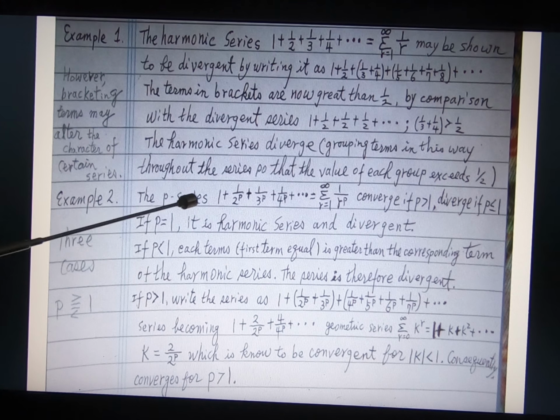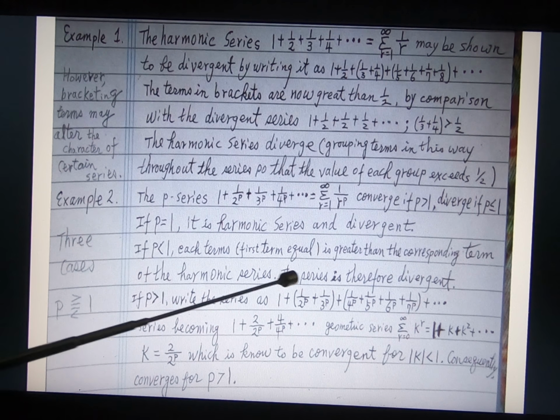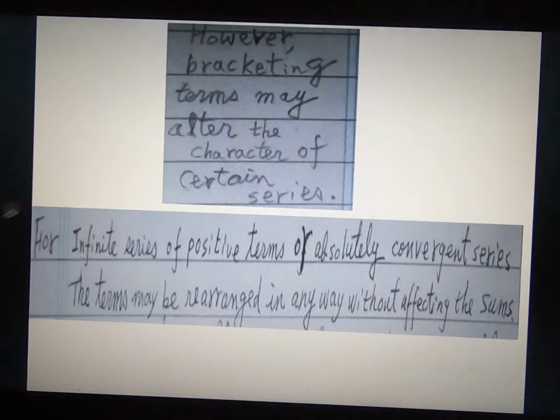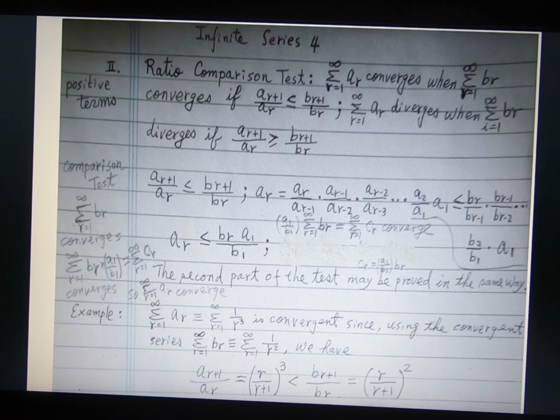So example 2 is a P series like this, and P equal to 1 is diverged. P less than 1, you will be diverged. P greater than 1, it will become convergent. Okay, like I say, for an infinity series of only positive terms or absolutely convergent series, you can rearrange like this.